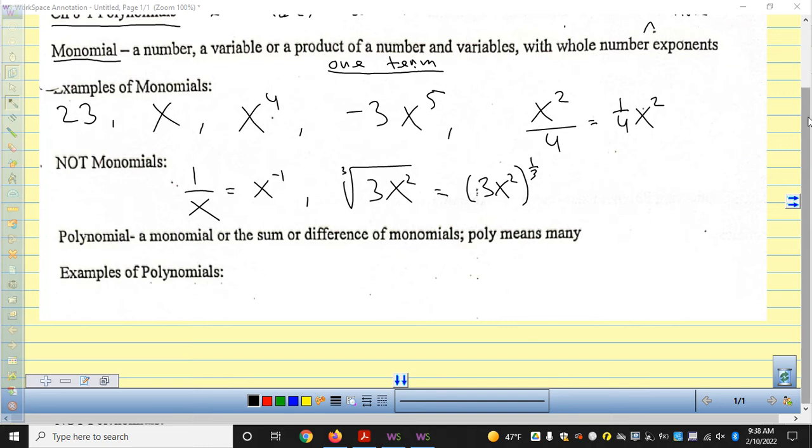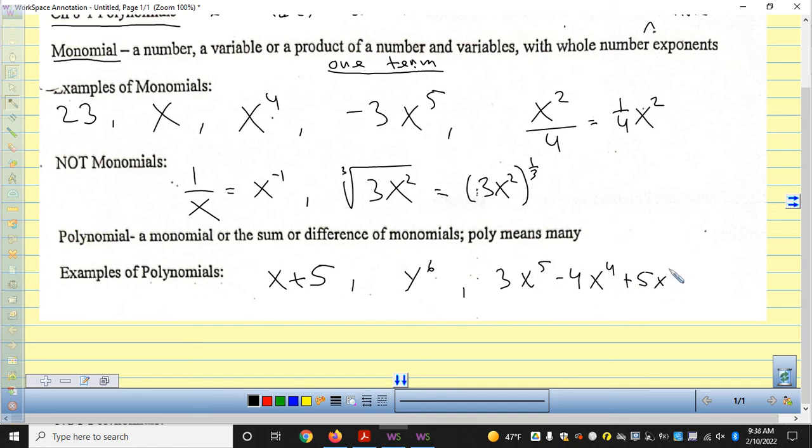So examples of a polynomial, x plus 5. That's a polynomial. We have two terms. But we could also just have a monomial, y to the 6th. That's a polynomial, and it's also a monomial. Usually for polynomials, we have something like 3x to the 5th minus 4x to the 4th plus 5x to the 3rd plus x squared minus 6. That's a polynomial. We have a lot of terms, but all of our exponents are positive, and we're adding or subtracting a bunch of those together.